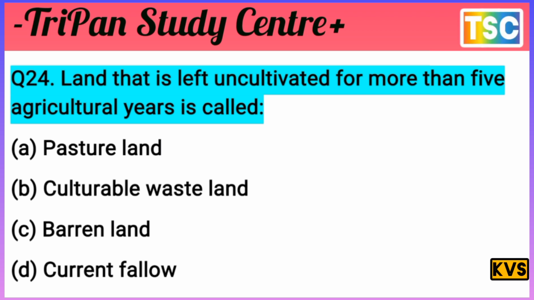You must have a thought of your answer. Let's see what our answer for this question is. Pasture land is not the answer, barren land is not, and current fallow is not. Land left uncultivated for more than 5 agricultural years is called culturable wasteland. The answer is B, culturable wasteland. That's an important answer. Let's go to the next question.